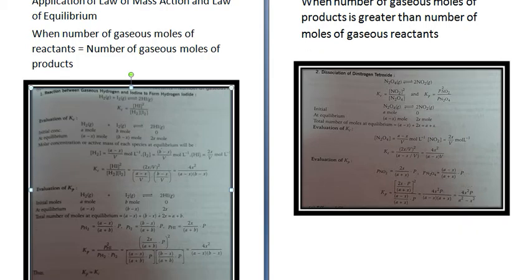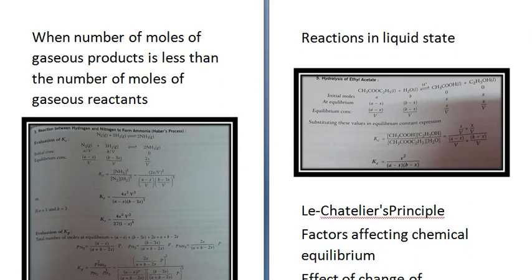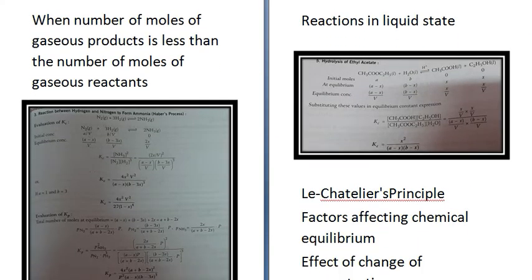Third type is when the number of moles of gaseous products is less than the number of moles of gaseous reactants. Now to explain this, I'll take the reaction N2 plus 3H2 gives you 2NH3.